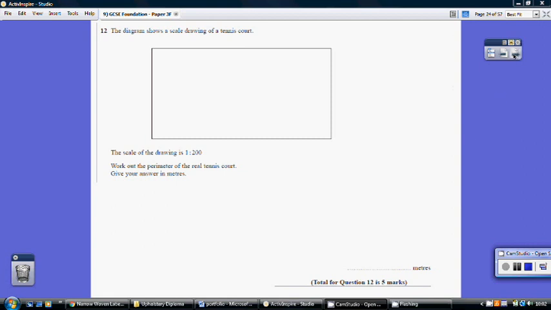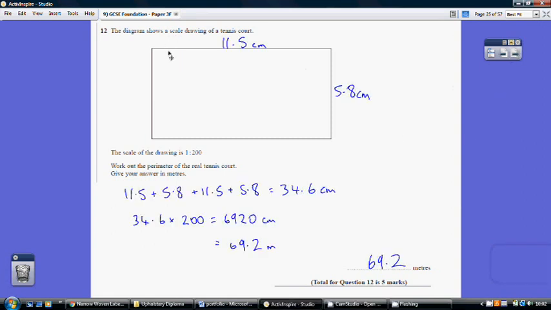Question 12. Start off by measuring the size of the scale drawing with a ruler. So this is 11.5 centimeters and this is 5.8 centimeters. So the perimeter of the scale drawing is going to be 11.5 plus 5.8 plus 11.5 plus 5.8, remembering that perimeter is just the length all the way around the shape. So that's 34.6 centimeters is the scale drawing length.